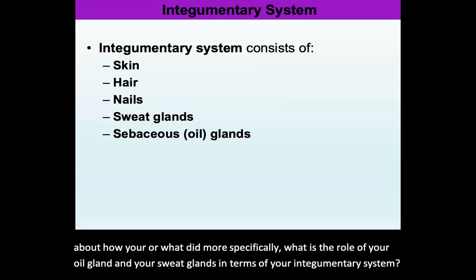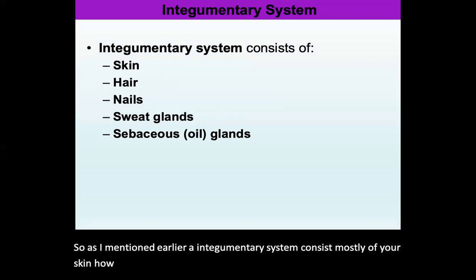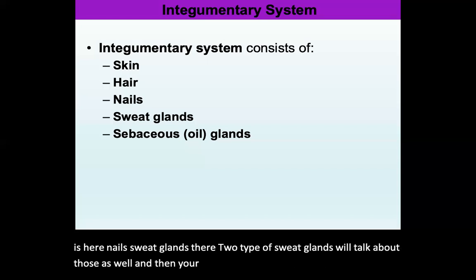So as I mentioned earlier, the integumentary system consists mostly of your skin. However, you do have what we identify as accessory structures, which are hair, nails, and sweat glands. There are two types of sweat glands, and we'll talk about those as well. And then your oil gland, also known as the sebaceous gland.